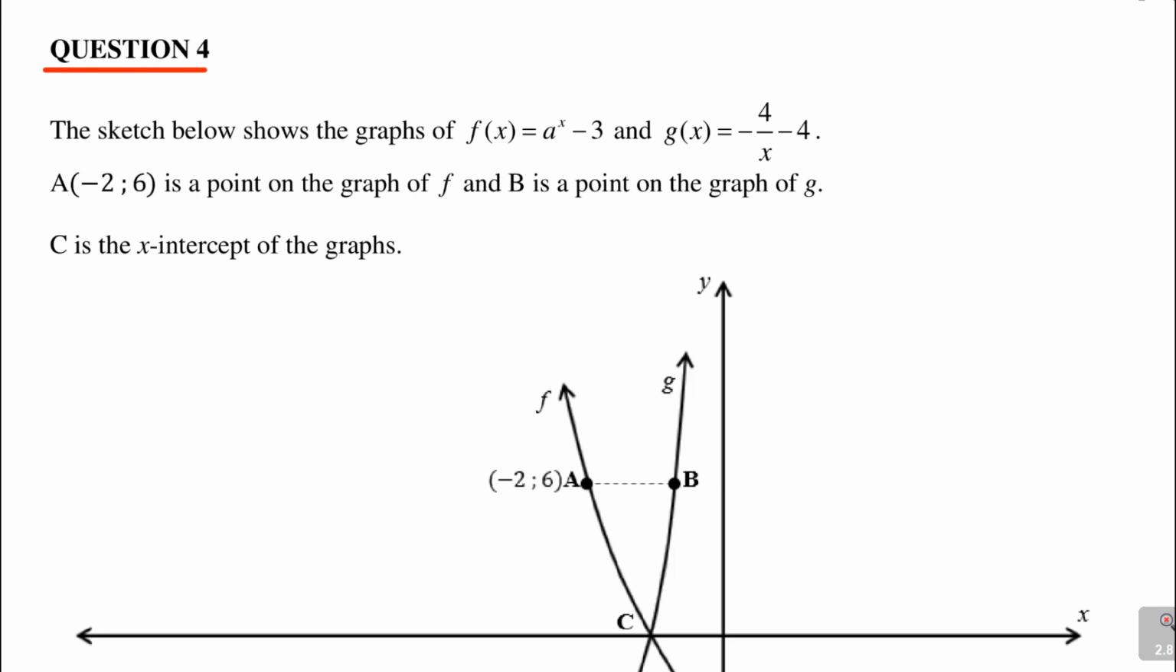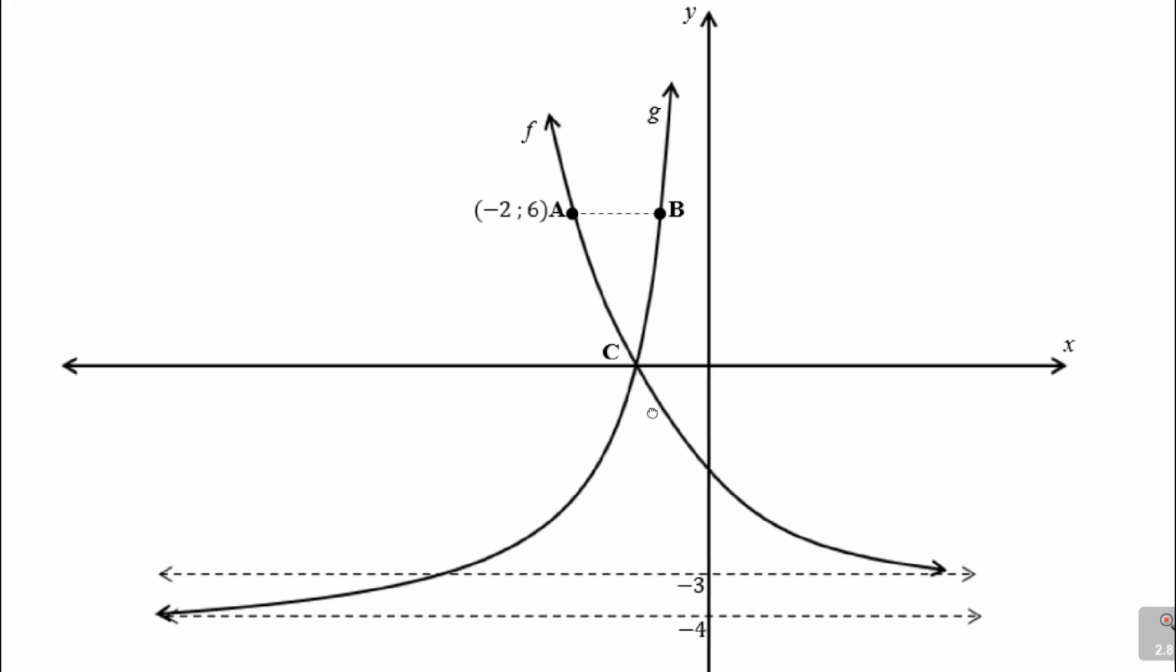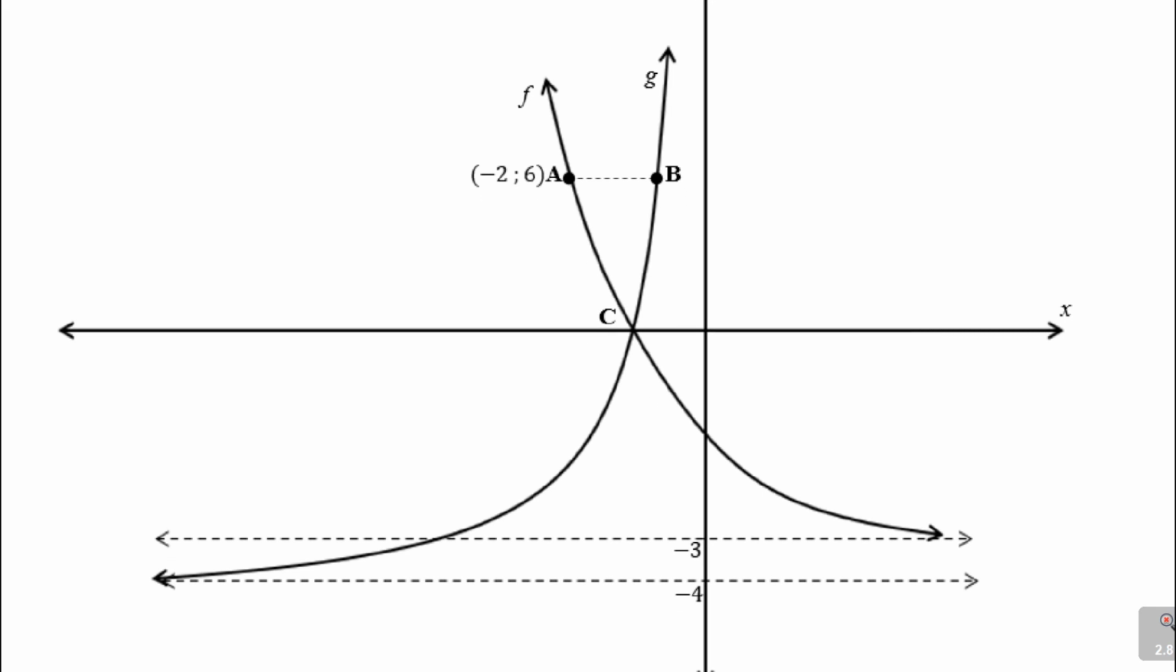Here we are looking at question number 4, and it says the sketch below shows the graph of f of x is equal to a to the power x minus 3 and g of x is minus 4 over x minus 4. So let's look at these graphs here. These are the two graphs. You can see the graph of f here. This is the graph of f.